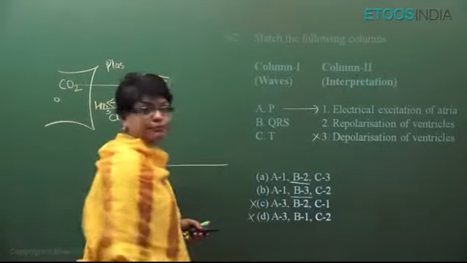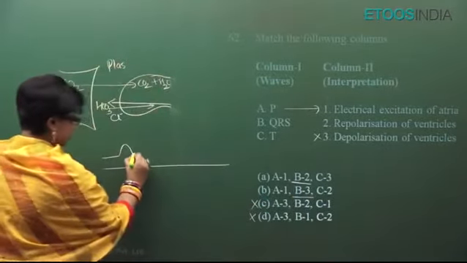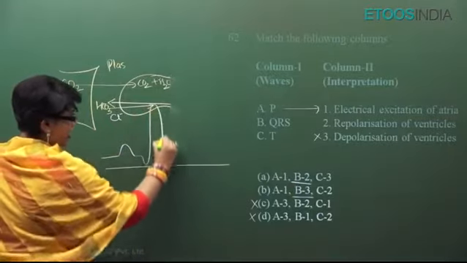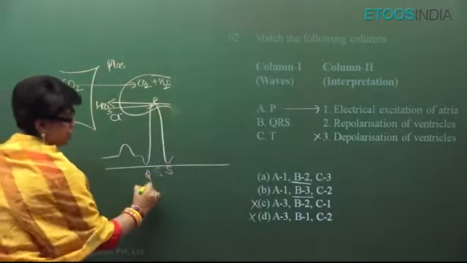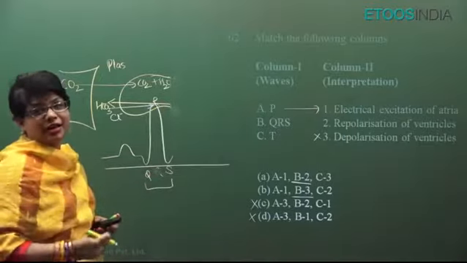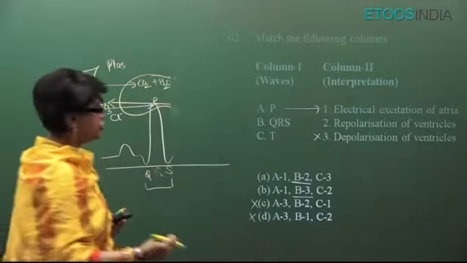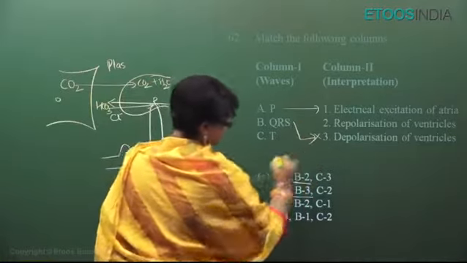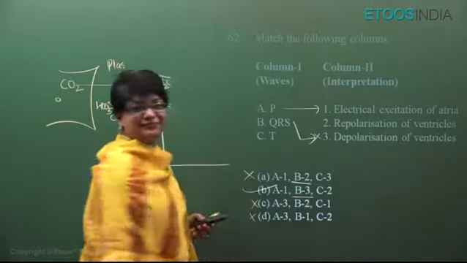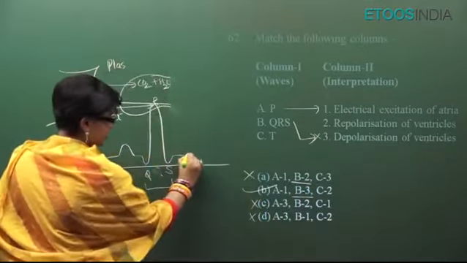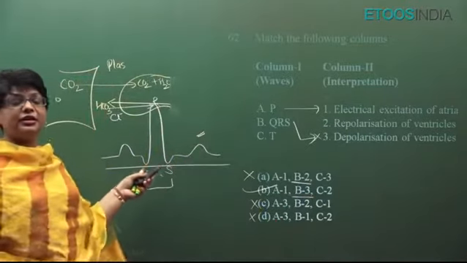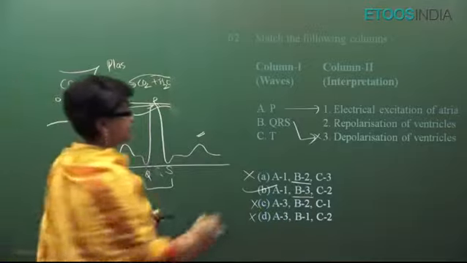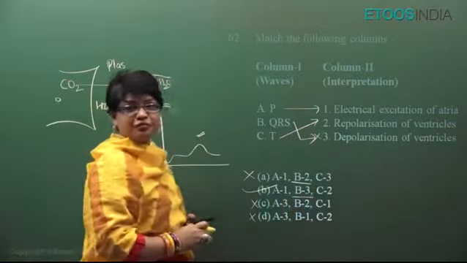Now we will focus on B. QRS. QRS means when the ventricles are contracting, ventricular depolarization. So QRS is 3, B is 3. This is the answer. And what is T wave? T wave is repolarization of ventricle, or ventricle coming back to its normal position. So T is this, right?